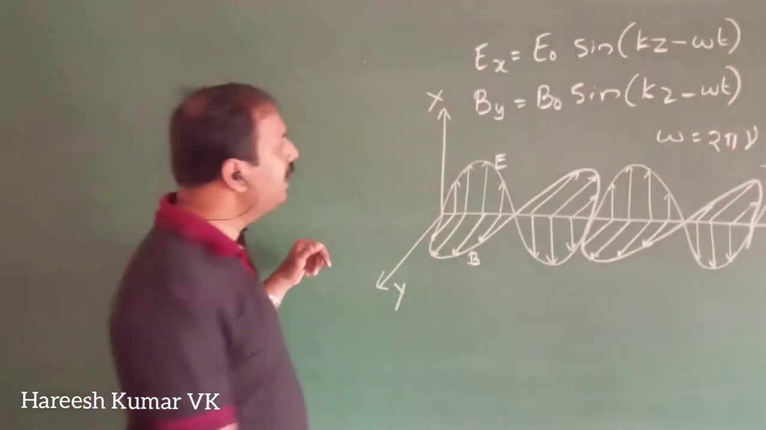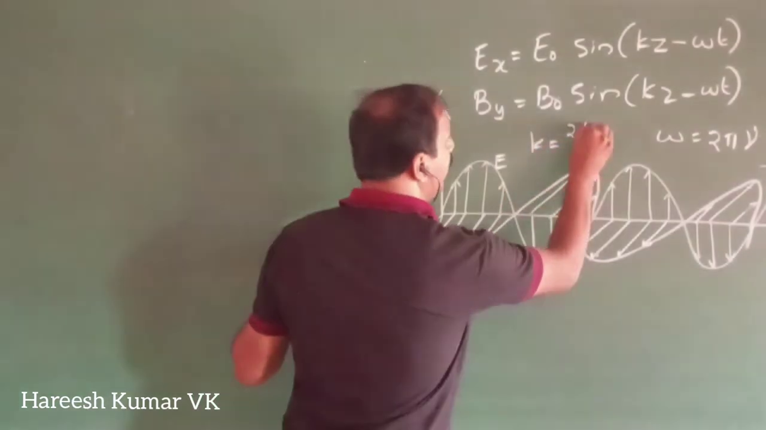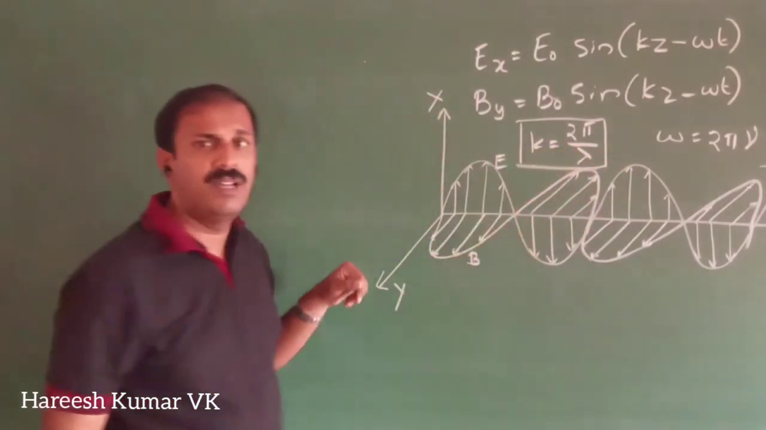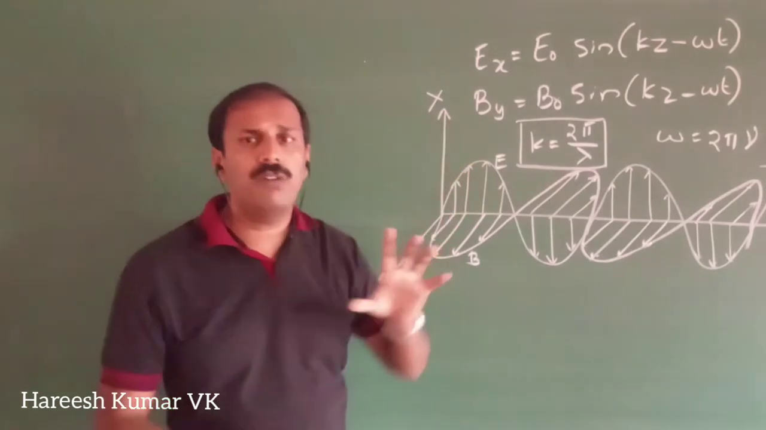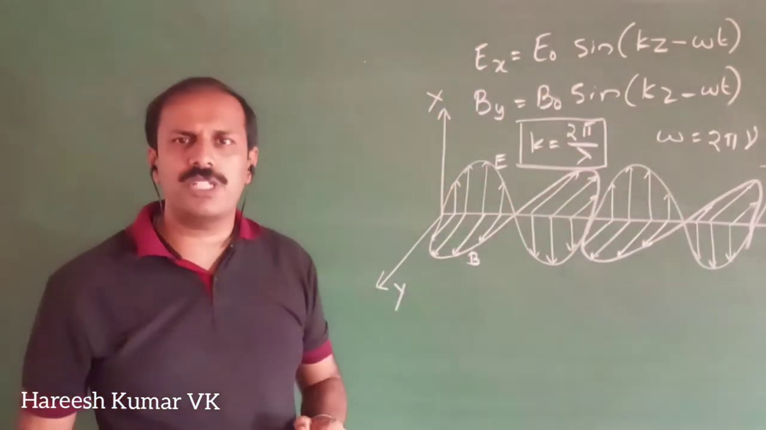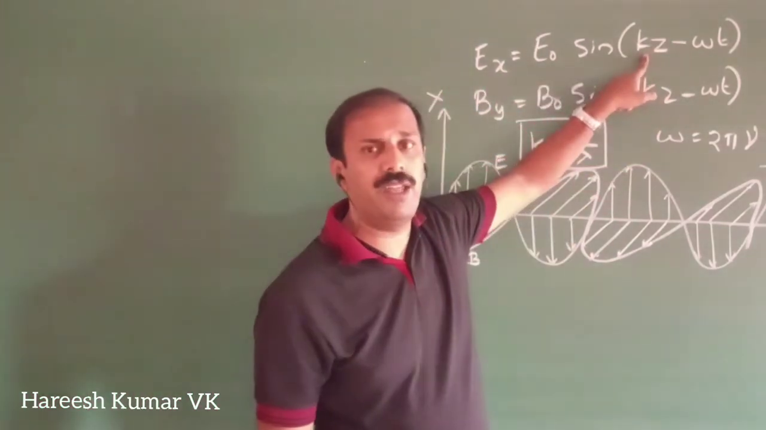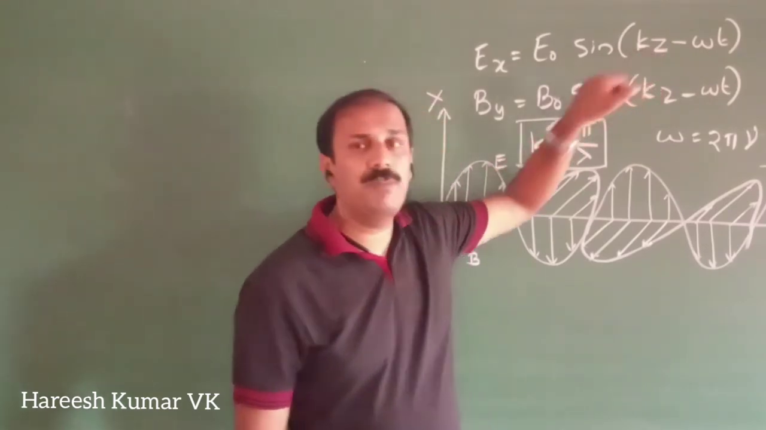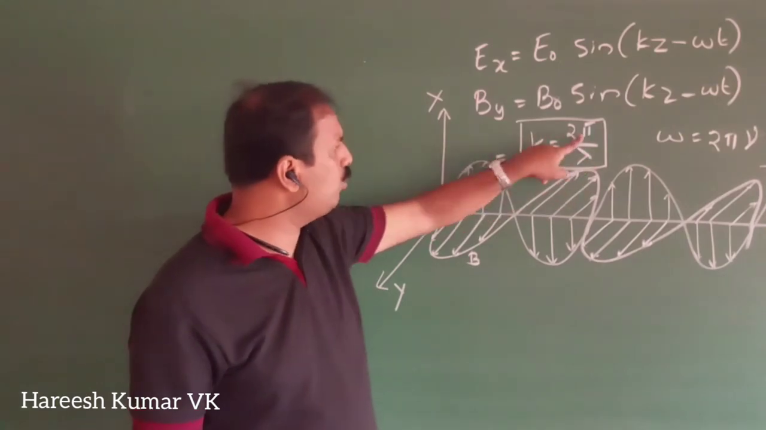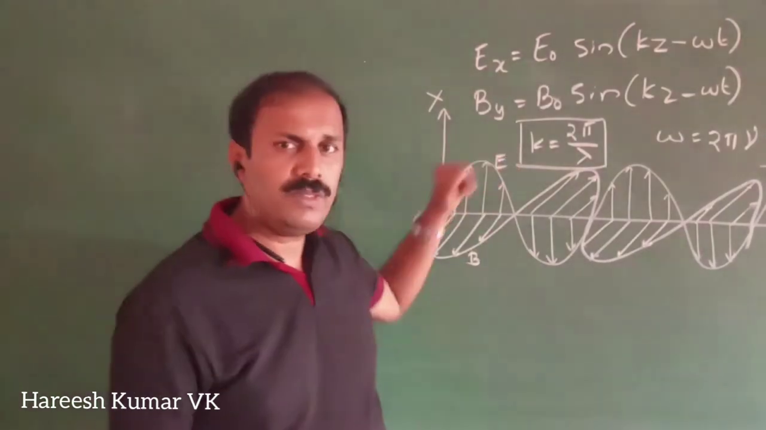And what about this k? This k is given by k is equal to 2 pi by lambda. This is also very important. K is 2 pi by lambda. So if you want to find the wavelength from such an equation, if such a question comes, you make the equation in this format, and whatever is coming along with z in the place of k, you take that. That is k is equal to 2 pi by lambda, so 2 pi by k will give the lambda. That's a way of finding the wavelength.